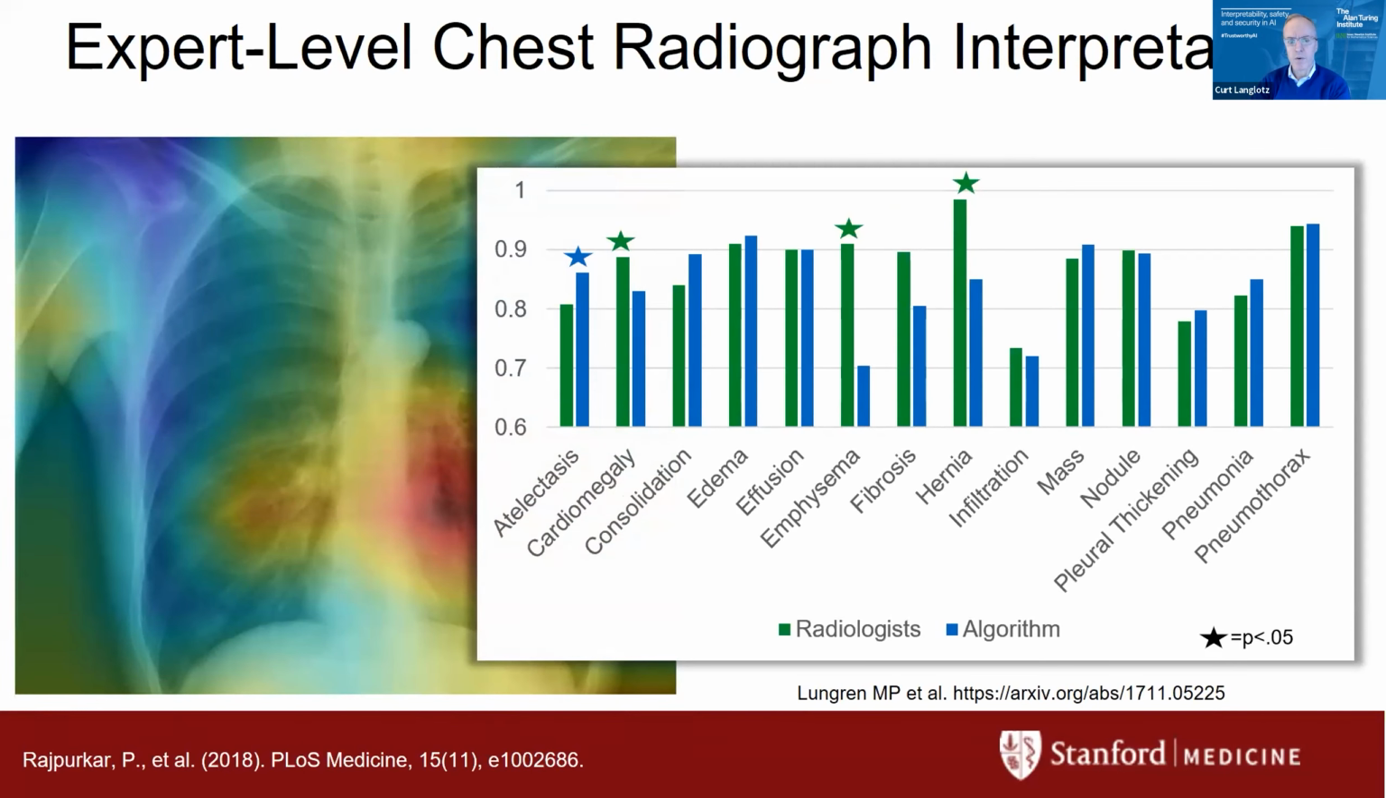Expert level chest radiograph interpretation. So this was a 121-layer DenseNet architecture built to detect 14 common abnormalities on a chest radiograph. And you can see that the algorithm is better than the expert radiologists for one abnormality. The radiologists were better in 3, and they were indistinguishable in the others. So we're getting expert level performance out of this algorithm.